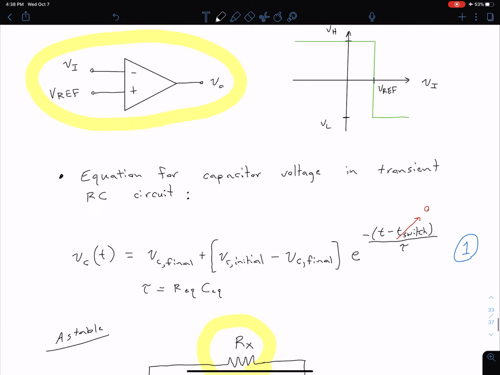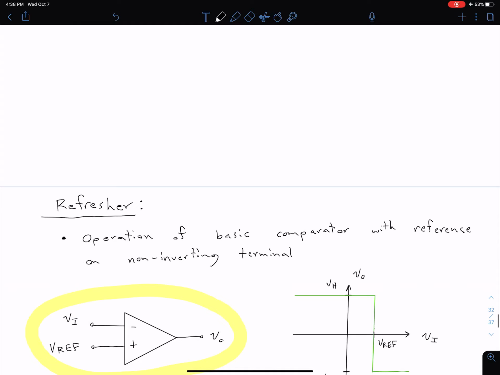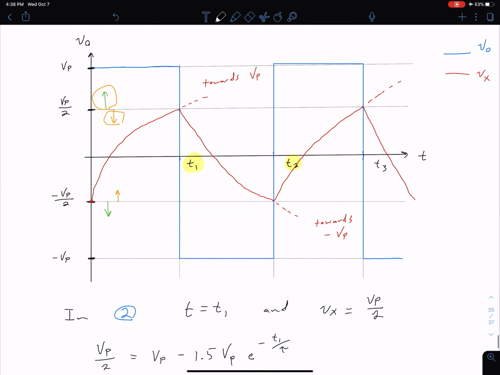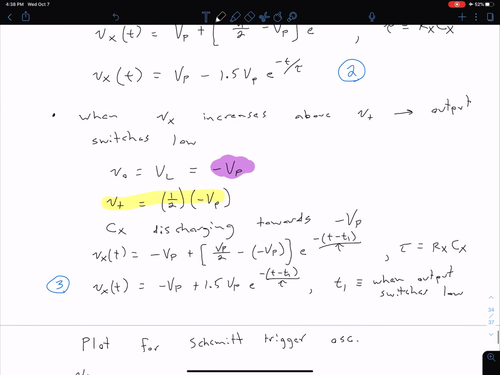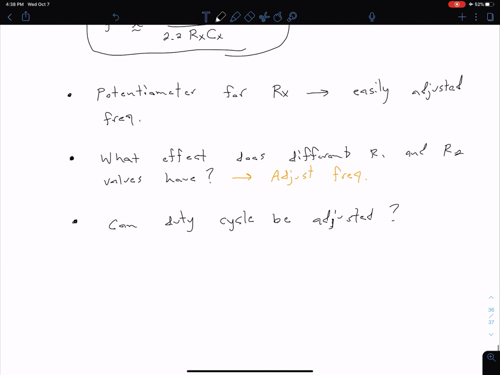Well, the answer is we can change this assumption we made at the start about having symmetrical saturated outputs. So if we have asymmetrical outputs, then we can adjust our duty cycle. And so we can do that if we're talking about an op-amp in the lab. We have those offset pins where we can adjust our low and high saturated values. And so to see that more clearly, you can go back to these equations that we had written here to see how that's going to change our charge and discharge times and ultimately change the duty cycle. So let's just come down here and write yes. And we can do that by using asymmetrical outputs.